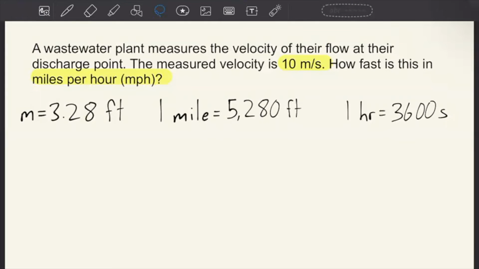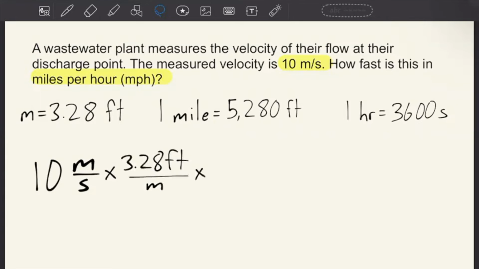Now we want to go ahead and set up our problem so our terms are lined up horizontally. First, we have our initial unit, 10 meters per second, and we're going to multiply that by our first conversion factor. We'll have 3.28 feet over meters. Meters is the denominator in the second term because it's the numerator in the first term, so we want to be able to cancel those out.